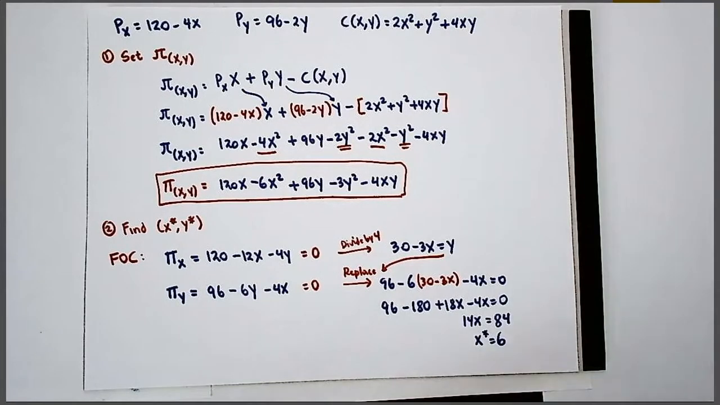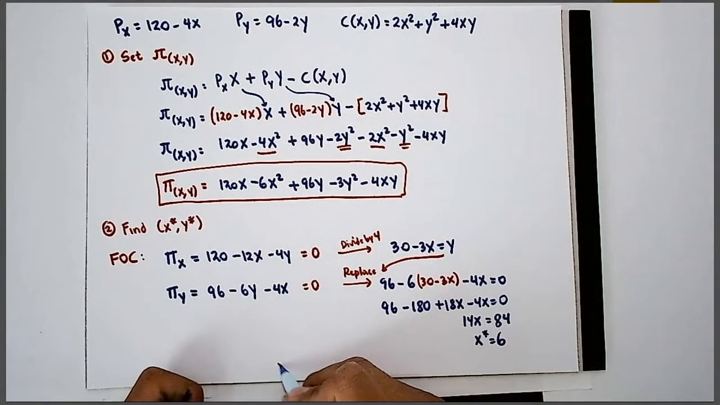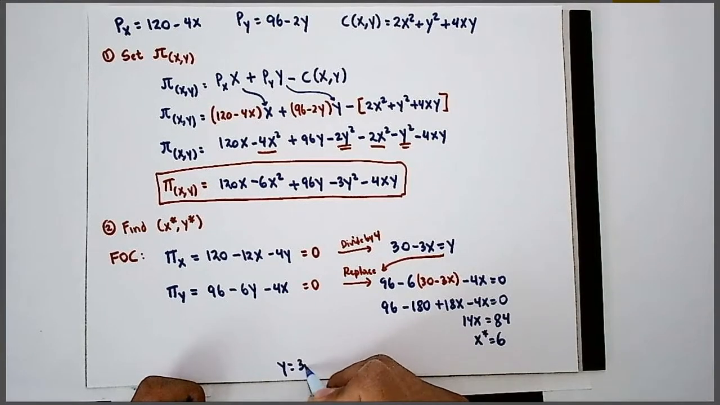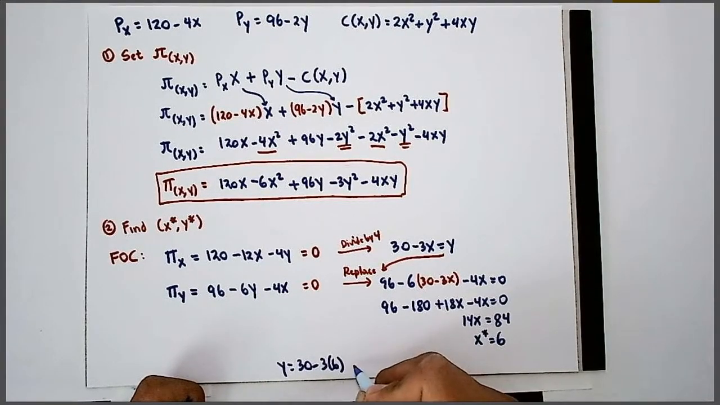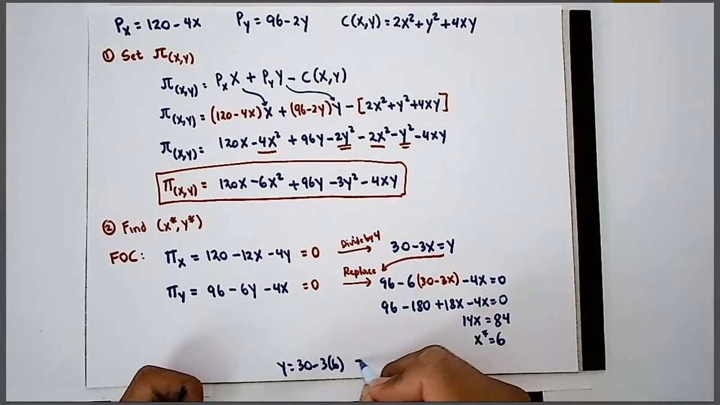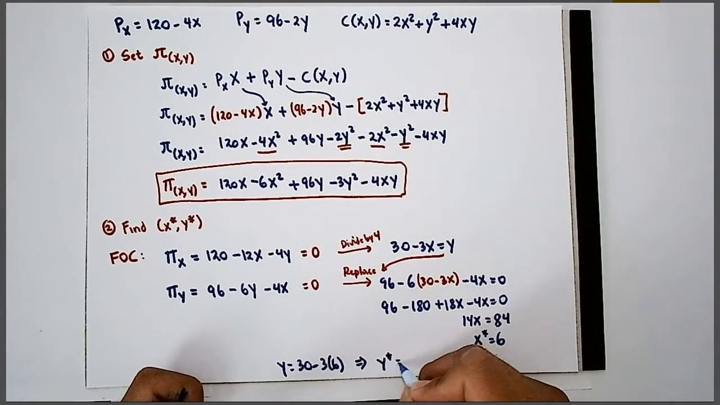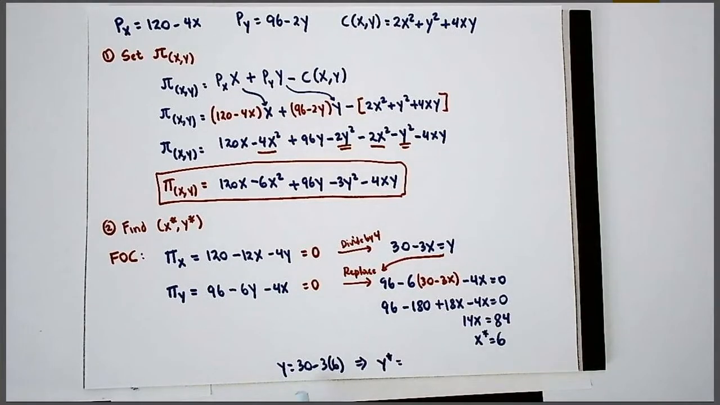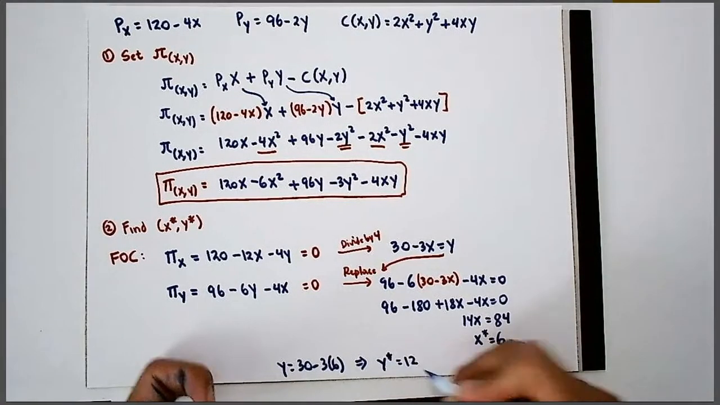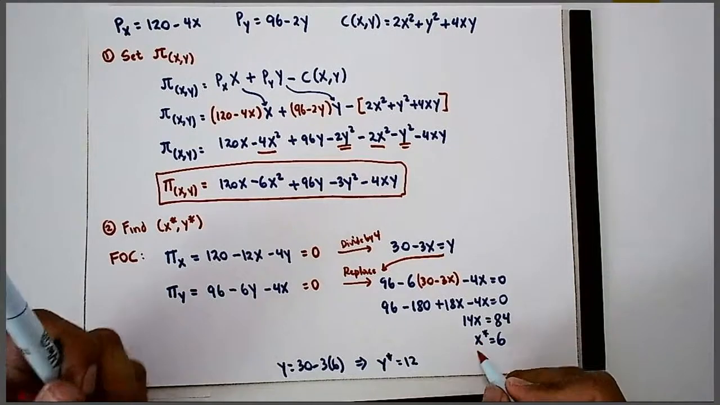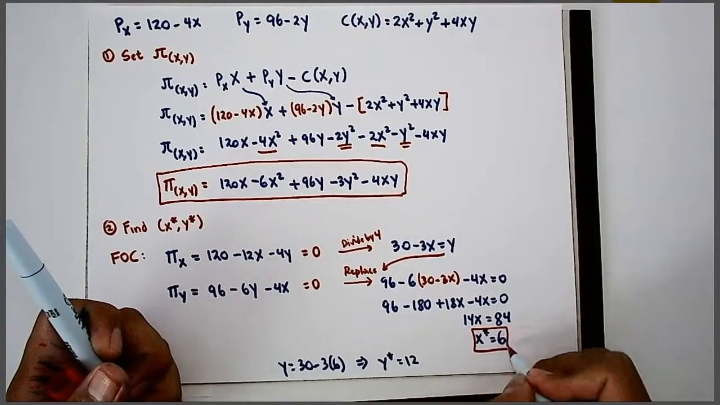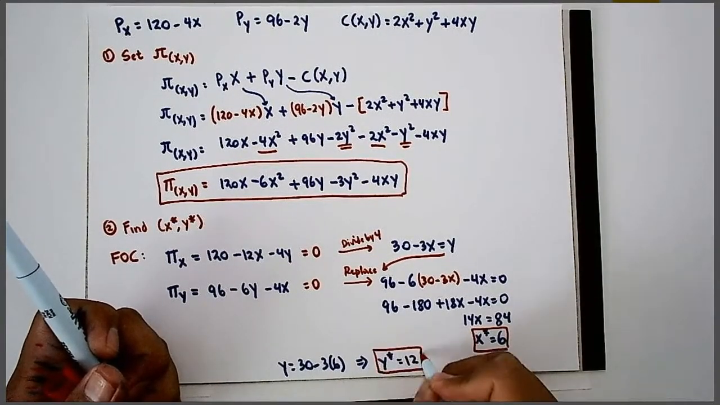If x is equal to 6, then y was 30 minus 3 times x, which is 6. This means that y star is 30 minus 18, which is 12. So our critical point is (6, 12).